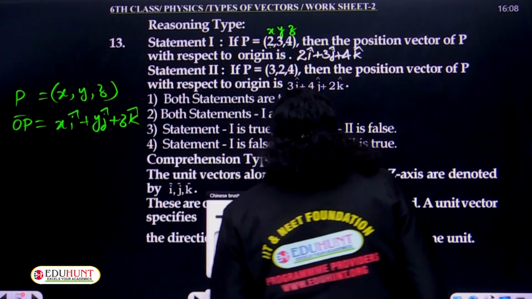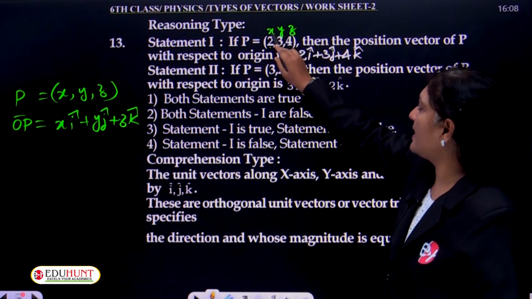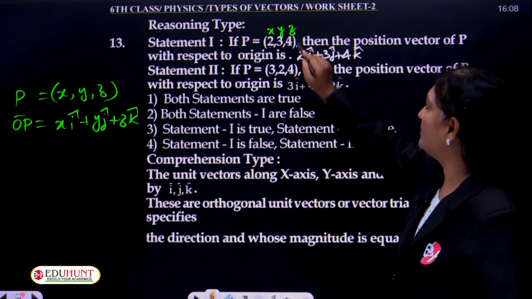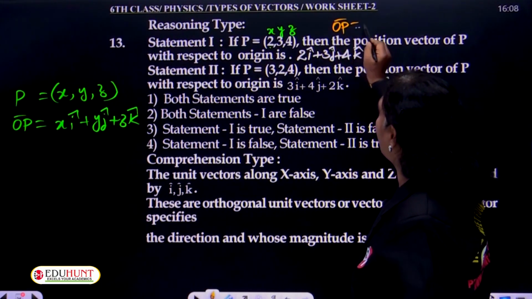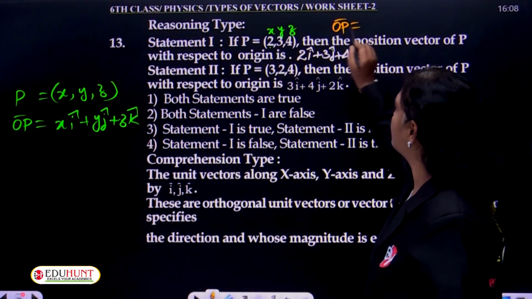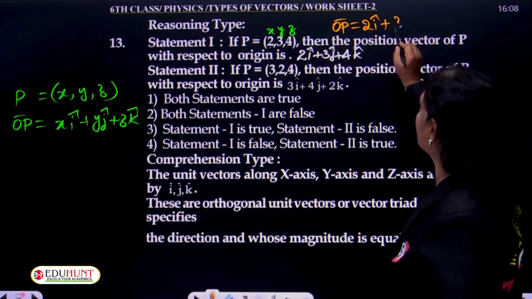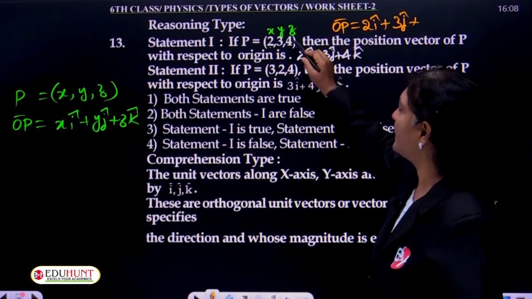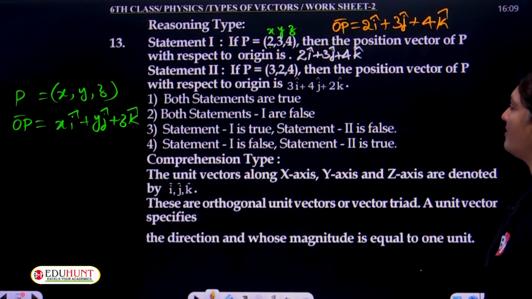So now in this case, let us see what is the correct answer. Here, if 2 is along the x-axis, 3 is along the y-axis, 4 is along the z-axis, then the value of OP bar can be written as xi cap, x is 2, i cap, plus yj cap, y is 3, j cap, plus zk cap, z is 4, k cap. So this must be the value.